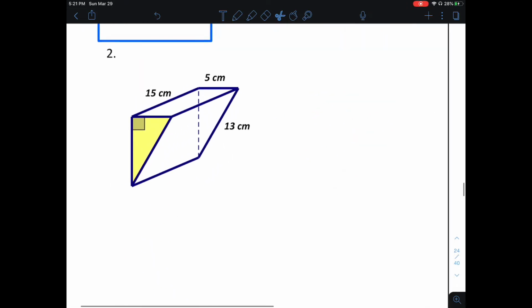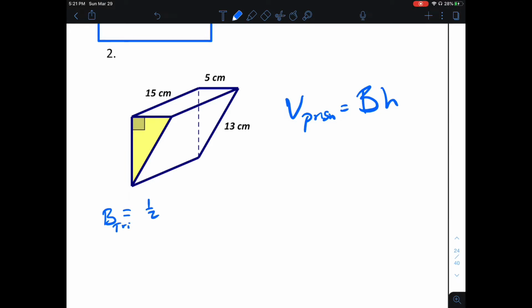Number 2. We want to find the volume of a prism. That is big base times the height. Big base means the area of the base. This particular problem, our base is a triangle. The formula for that is 1/2 the base times the height. So in order for us to figure this out, we have to know what this dimension is and this dimension. This is 5 because it's parallel to this over here. Those are going to be the same. And we do not know what this is.